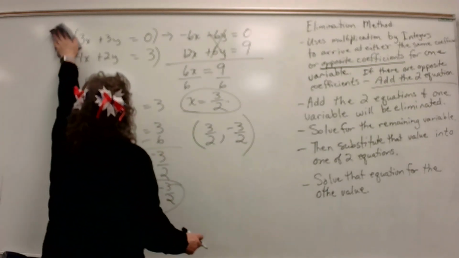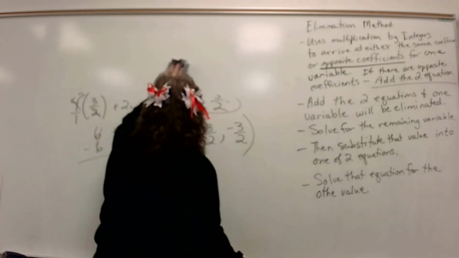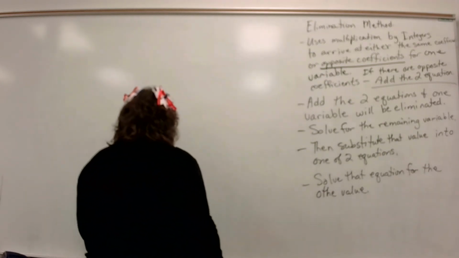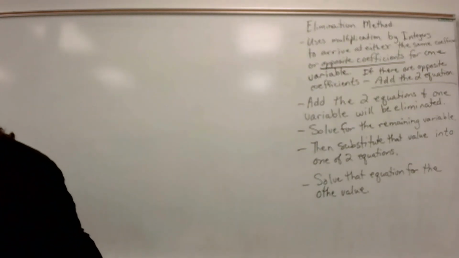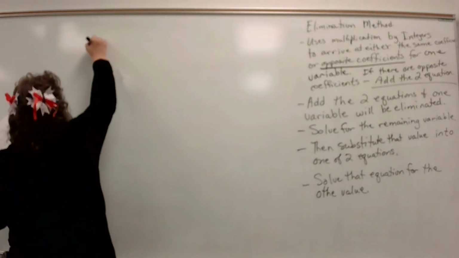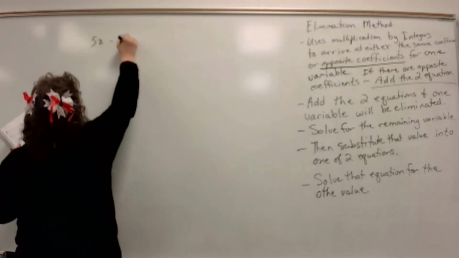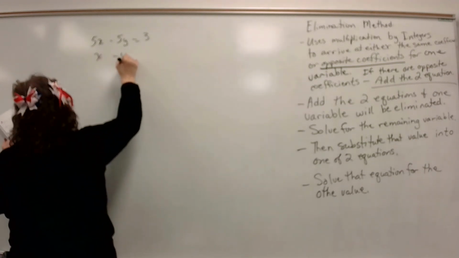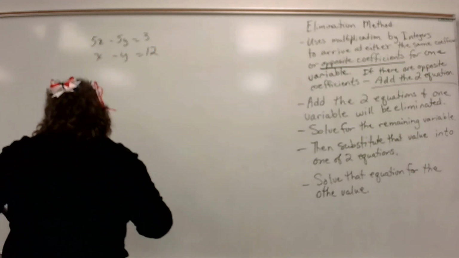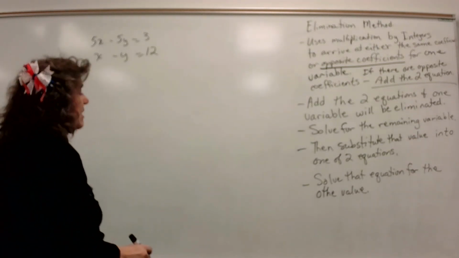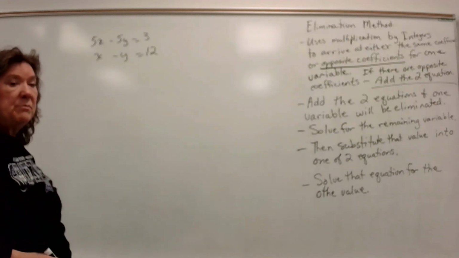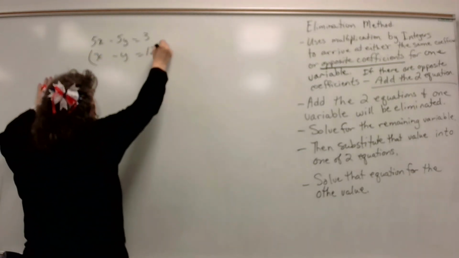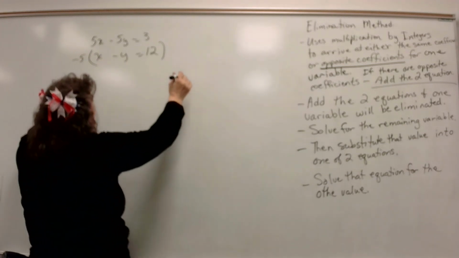So now let's look at one more problem of these. Okay, 5x minus 5y equals 3, and x minus y equals 12. Okay, we could do this one by substitution if we wanted to, but I'm going to do it by elimination. Since I have a positive here, I'm going to multiply this one by a negative 5, so that when I add them, it eliminates it nicely.